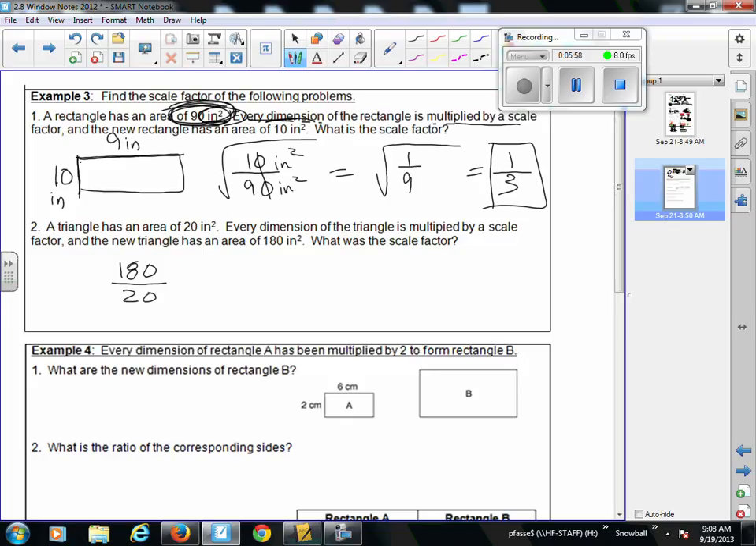Note it's in inches squared, and we're talking about every dimension, meaning the base and the height of the triangle. The half, base times height, that's the formula for area. The half is not relevant. We only have to concern ourselves with the units of the base and the height. So to get from inches squared to inches, we square root. These cancel, and the 180 over 20 reduces, and we have the square root of 18 over 2, which reduces to 9, and the square root of 9 gives us a scale factor of 3/1.